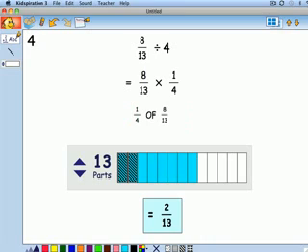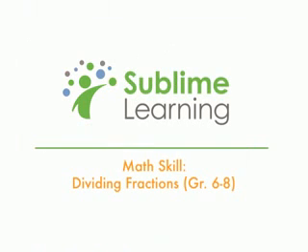End the lesson by helping students see the connection between division and multiplication by the inverse. 8/13 divided by 4 is the same as 8/13 times 1/4.